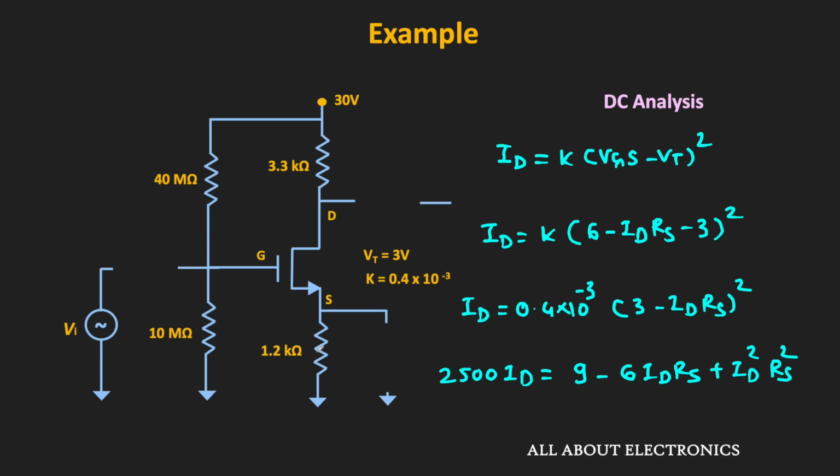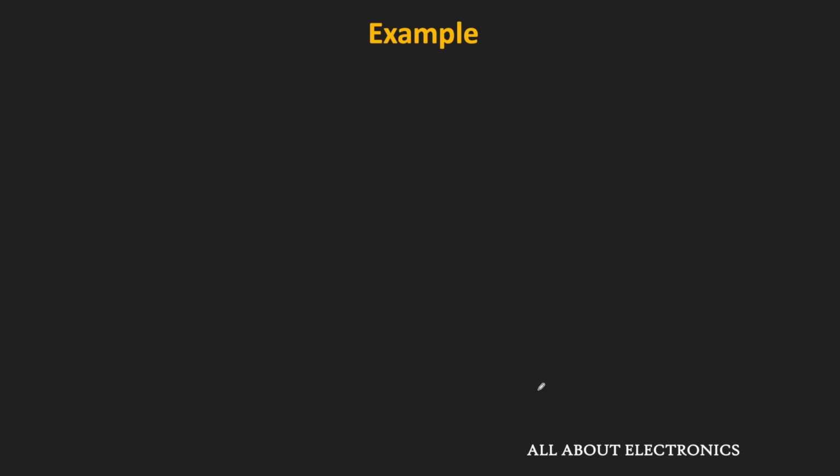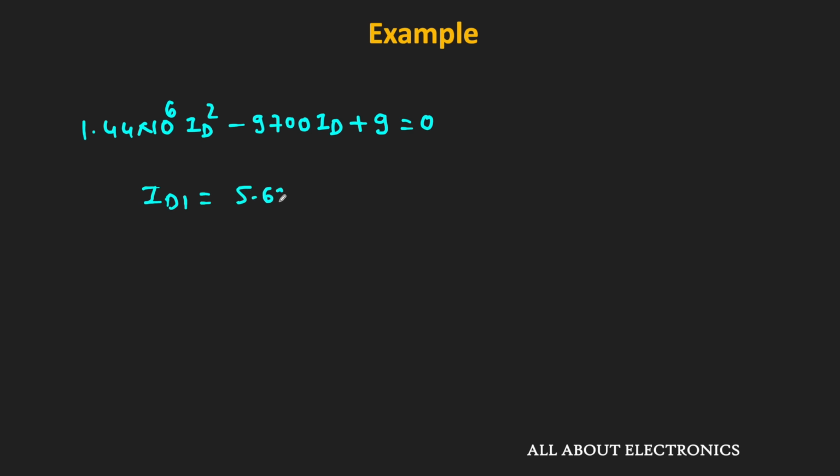So if we put the value of RS in this expression, then we can say that 1.44 times 10 to the power 6 times ID square minus 9700 times ID plus 9 is equal to 0. If we solve this quadratic equation, we get two roots. The first root is 5.62 milliampere, while the second root is 1.11 milliampere. Now if we take the value of ID as 5.62 milliampere, then the MOSFET will not operate in the saturation region. That means the value of ID should be equal to 1.11 milliampere.